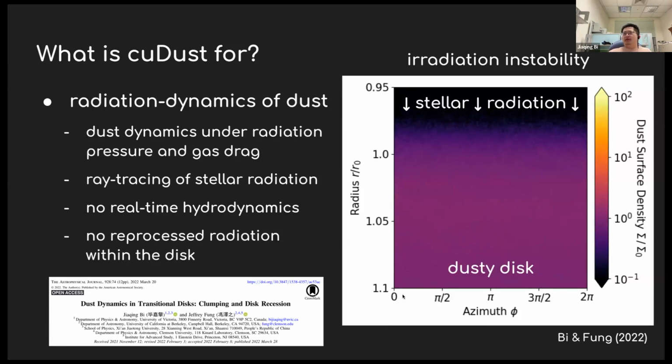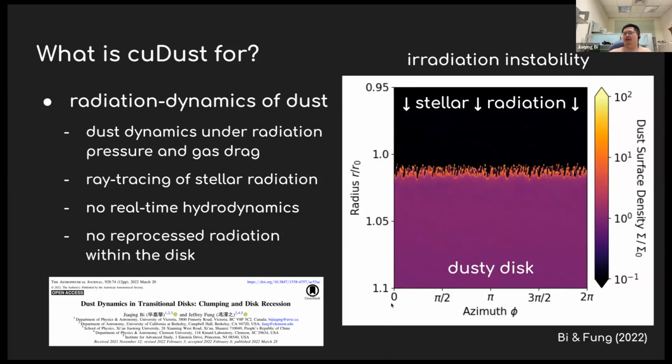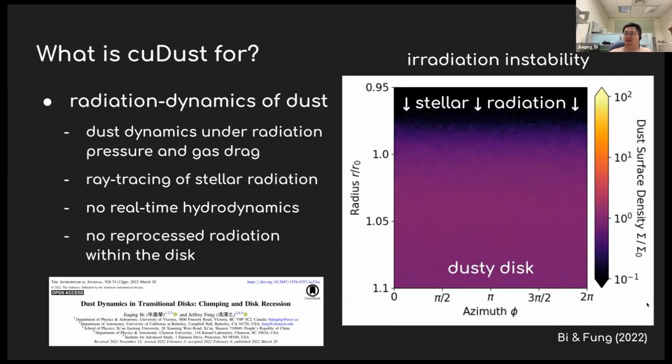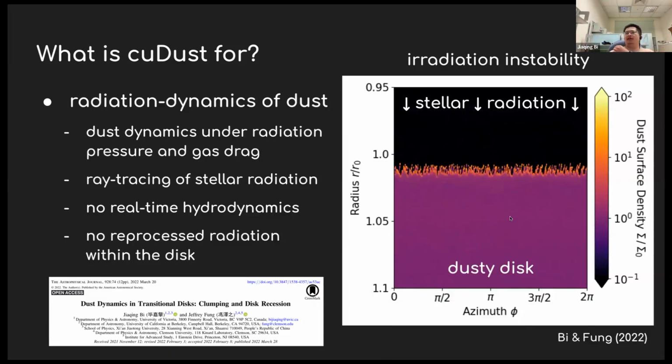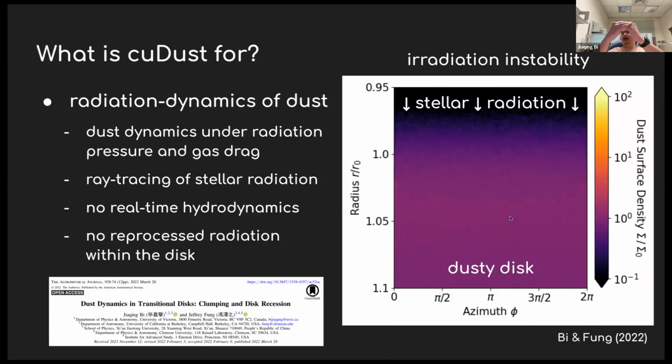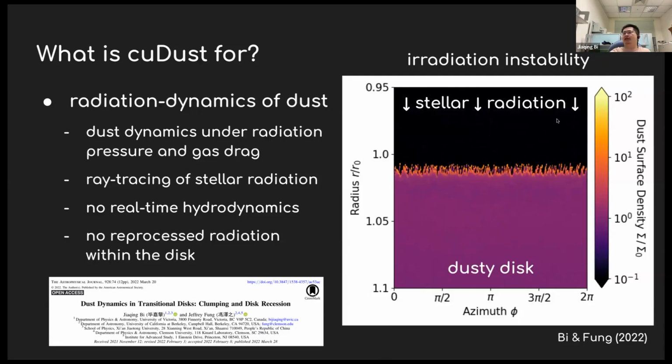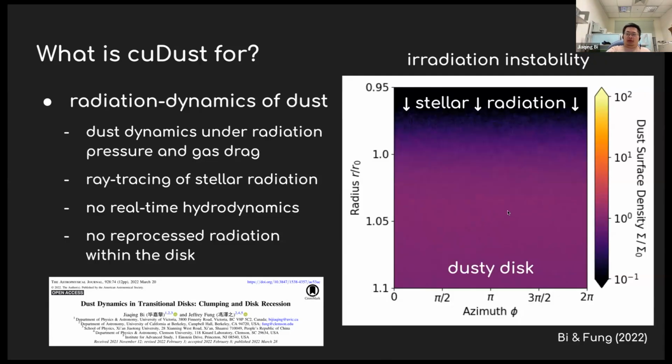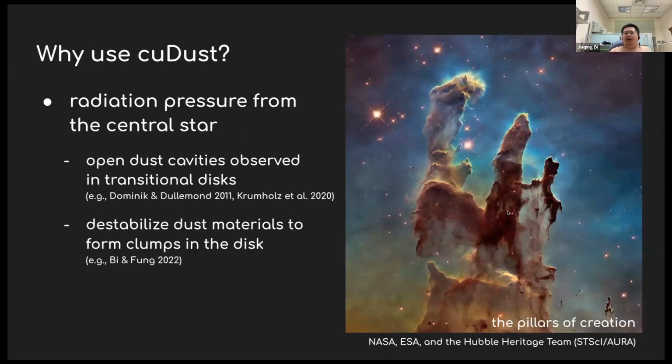The vertical axis is the radius going down, and the horizontal axis is the azimuthal direction. So you see, over time, the disk edge becomes dense and destabilized by the stellar radiation. But why do we want to set radiation pressure as the key selling point of this code? Because radiation pressure can potentially open the dust cavities observed in transitional disks, which we don't know very much about.